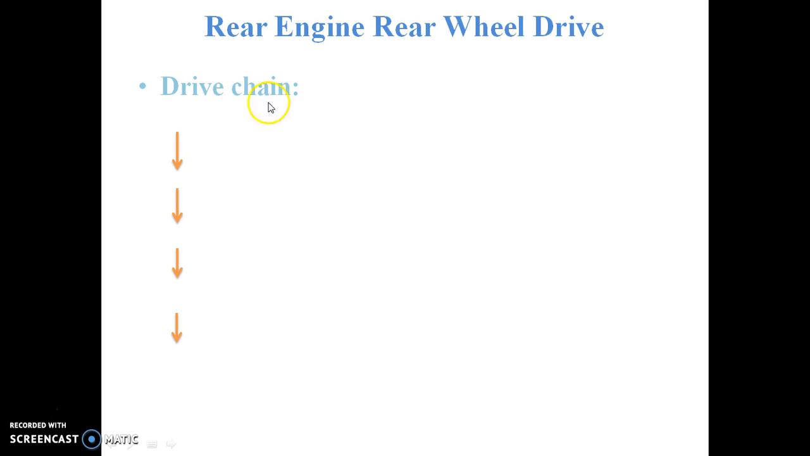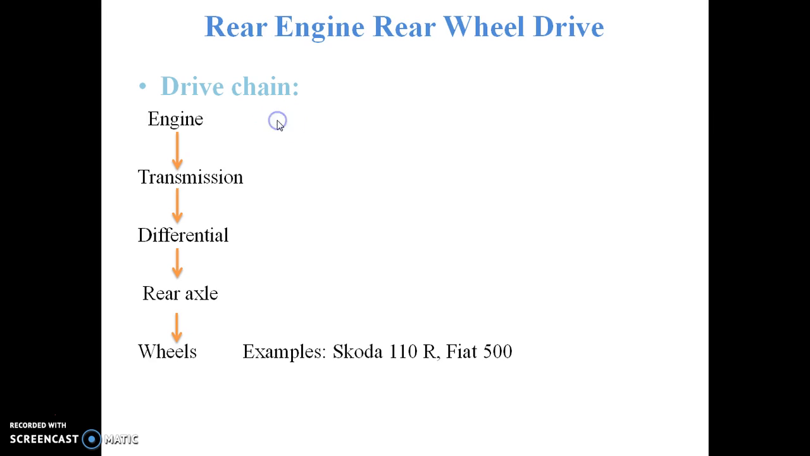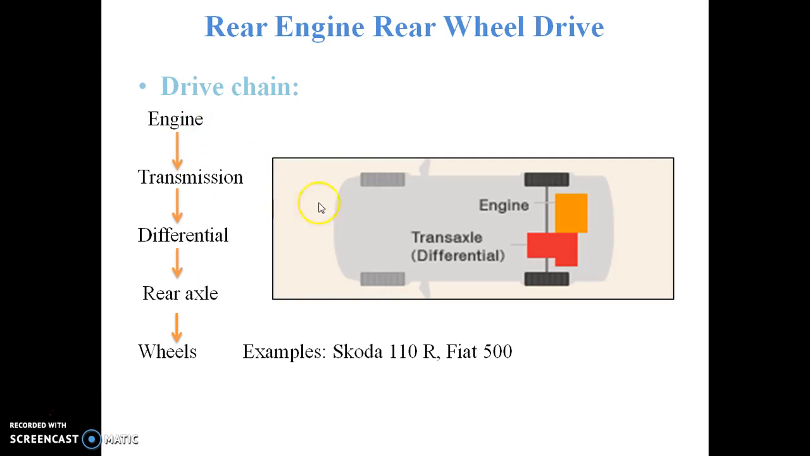The next type of layout is the rear engine rear wheel drive. In this case, the engine is mounted at the rear and power is to be transmitted to the rear wheel only. So this is the drive chain for the rear engine rear wheel drive. In this case, the power is transmitted from the engine, then to the transmission, then to the differential, and from the differential to the rear axle, and then to the rear wheels.